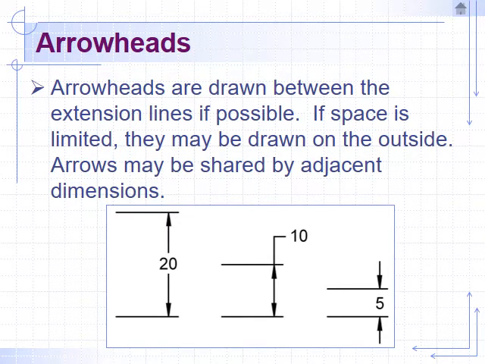Arrowheads are drawn between the extension lines if possible. If space is limited, they may be drawn on the outside. Arrowheads may be shared by adjacent dimensions. Now, when you get into AutoCAD and you have a dimension like this, you can click on it and drag it so that it looks like this. You can sort of grip edit your extensions in AutoCAD.